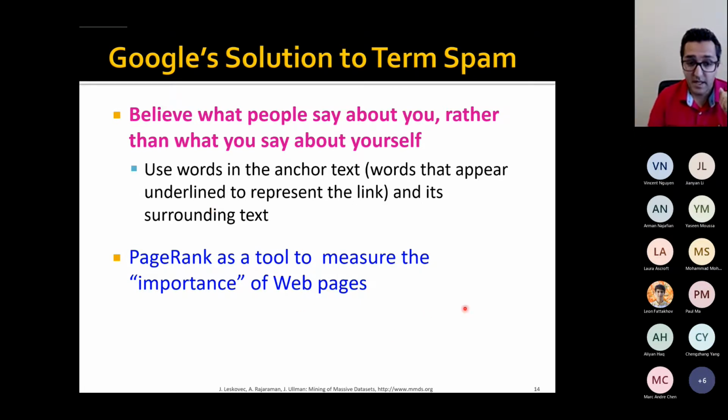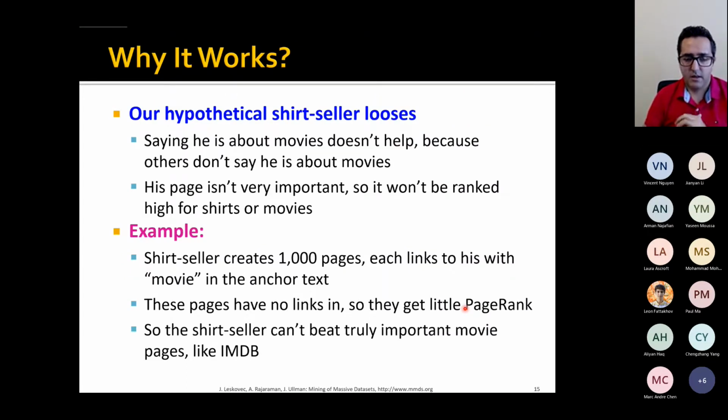Okay? And also, Google uses PageRank now to find the importance of web pages, so that a crappy page that just repeats some words is not ranked very high. So now PageRank is introduced and you know about it. In our example of the shirt seller that just repeats some words many times, he loses, because saying he's about movies doesn't help, because others don't say he is about movies. And also because of PageRank, his page isn't very important. So it won't be ranked high for shirts or movies. So that's also very nice.